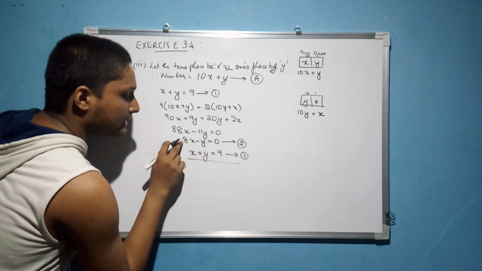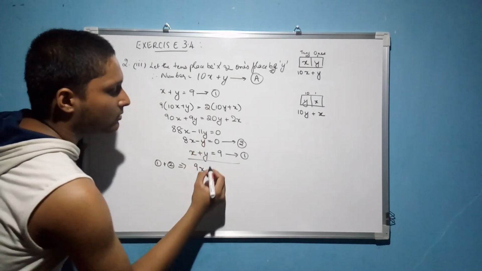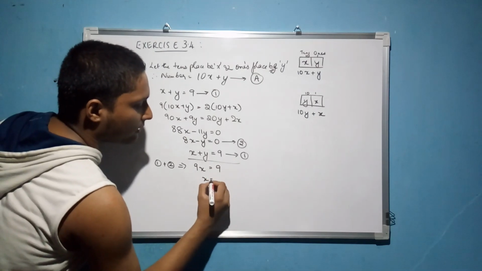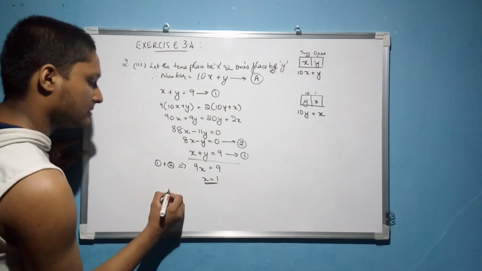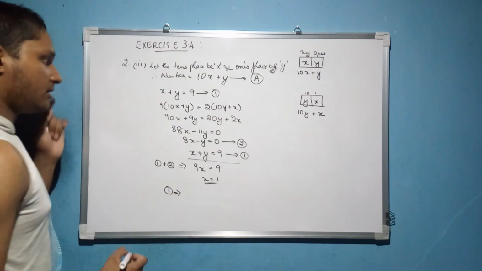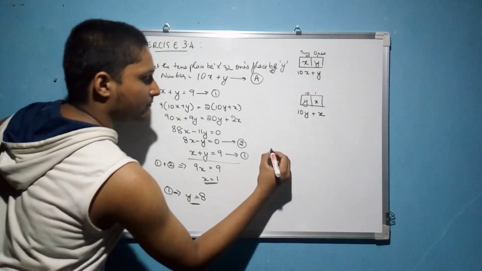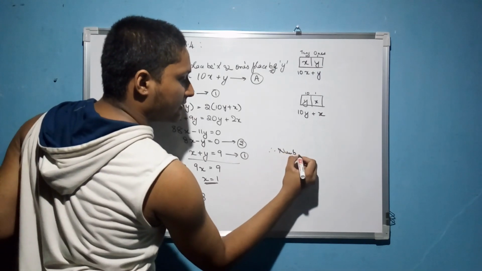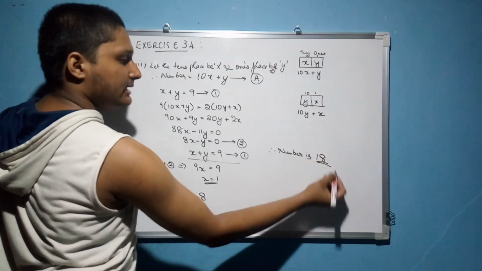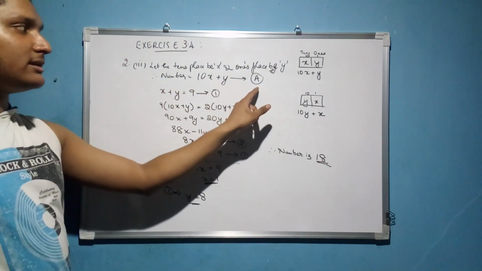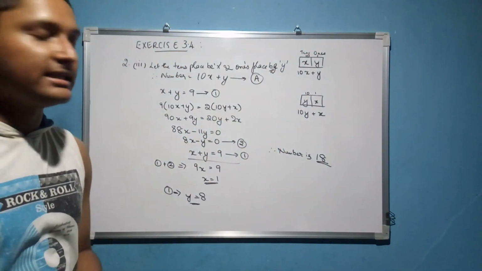1 plus 2 comes to be 8x plus x, that is 9x. Minus y plus y is 0. Right hand side is 0 plus 9. Therefore, x comes to be 1. If x is 1, in this case, directly you can find out, y is going to be 8. Therefore, the number is 18. The number is 18. Maybe you need not write this because you need only the face value, that is 1 and 8.